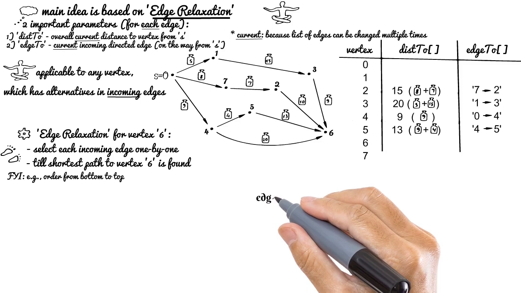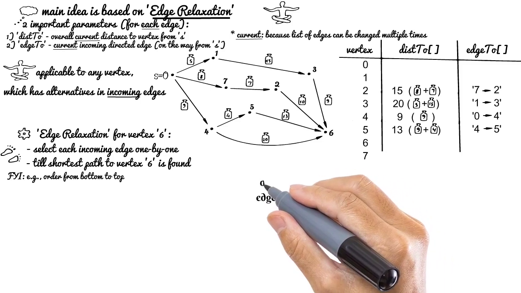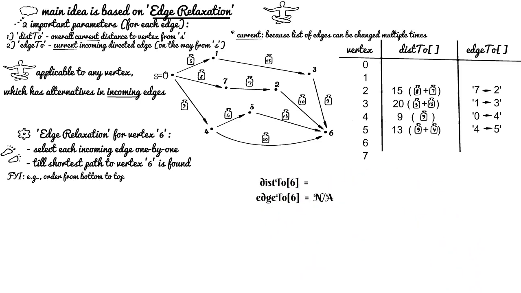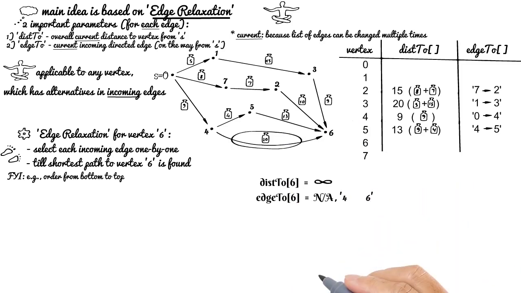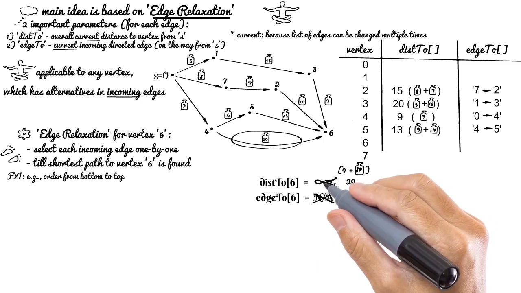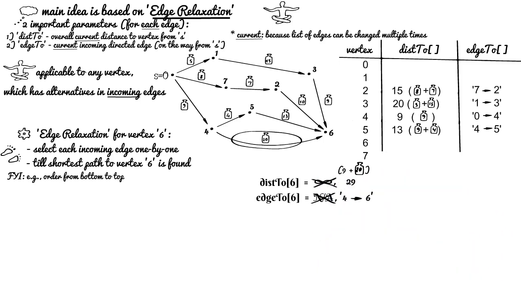Initially, current edge to vertex 6 is absent, and current distance to vertex 6 to be infinitely large. Then algorithm selects current edge 4 to 6 and calculates current distance to vertex 6 through this edge. This distance is shorter than infinite large. Therefore, we select edge 4 to 6 for now, as giving us shorter path. We know it's not the shortest distance from 0 to 6 though, but algorithm does not know yet. It needs to verify other alternatives.